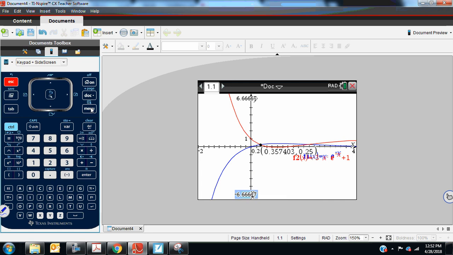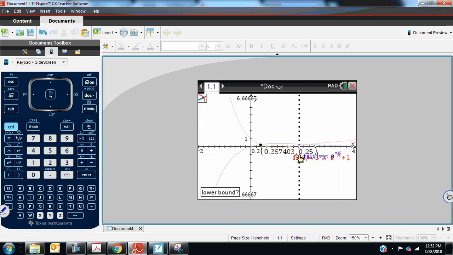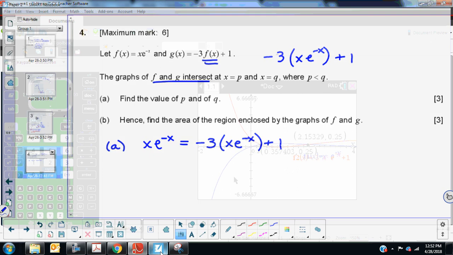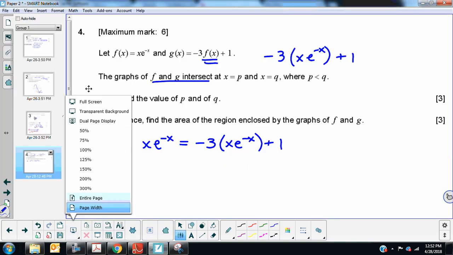Oops, did not mean to hit Control. Menu, Analyze Graph, Intersection, and click left and right. And there's the other one. If you can't see it, you can always hover your hand over the label, click, and then drag it up. So 0.357 and 2.15 if we're doing 3 sig figs. And we have to pay attention to which one's p and which one's q. It says that p is the smaller one. P is less than q. So p is the 0.357 and q is the 2.15.